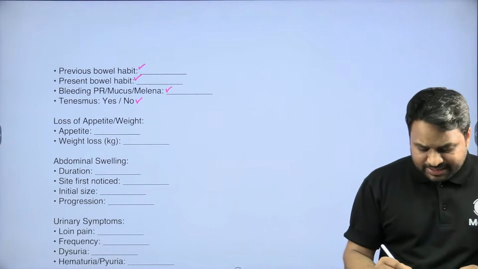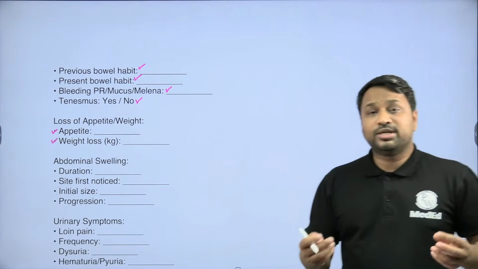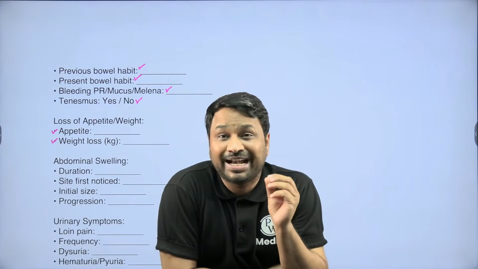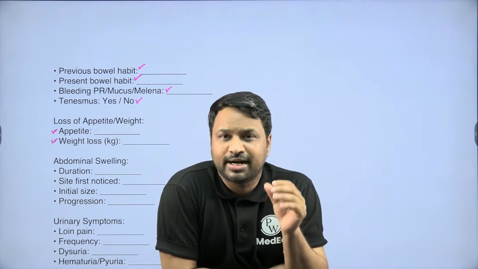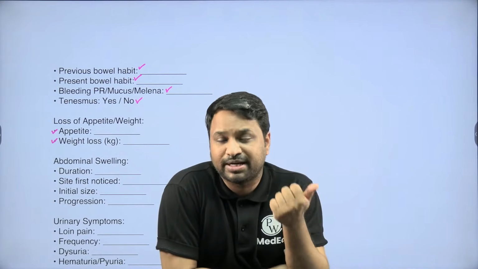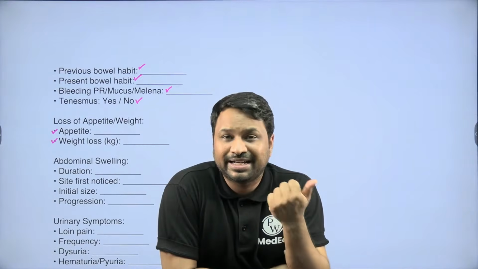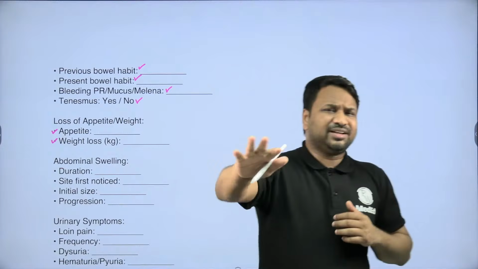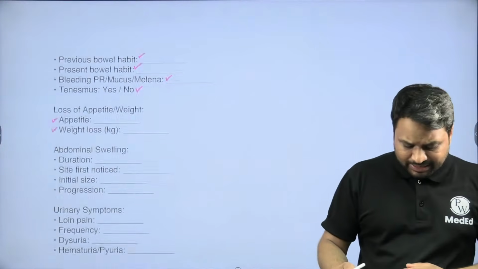Loss of appetite, and whether a significant weight loss is present or not. What is the definition of significant weight loss? When more than or equal to 10% of body weight is lost over a period of 180 days, which is undesired. An undesired weight loss of more than or equal to 10% over a period of 180 days, or 6 months, is what we call a significant weight loss. Significant weight loss indicates malignancy.